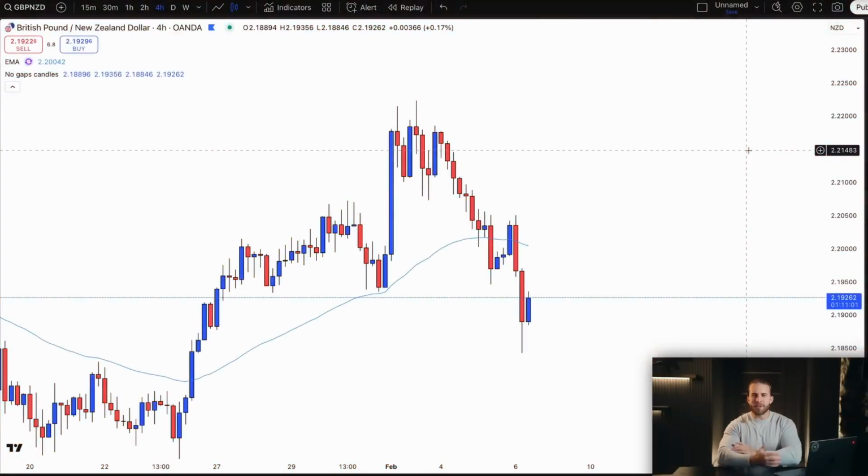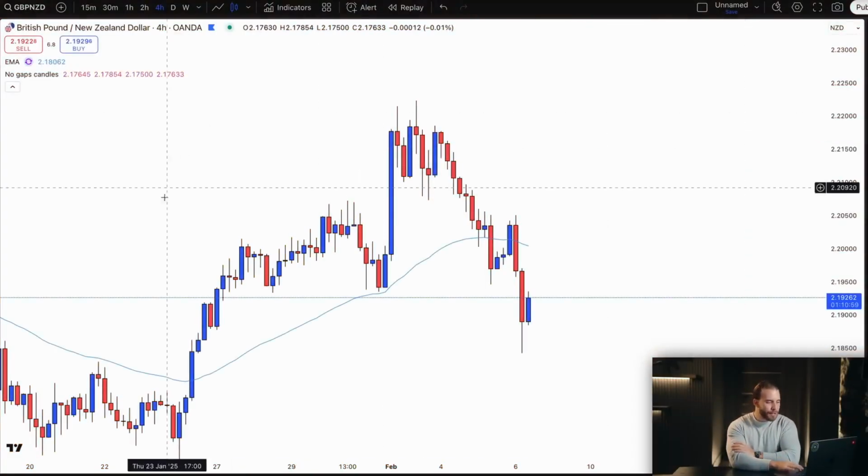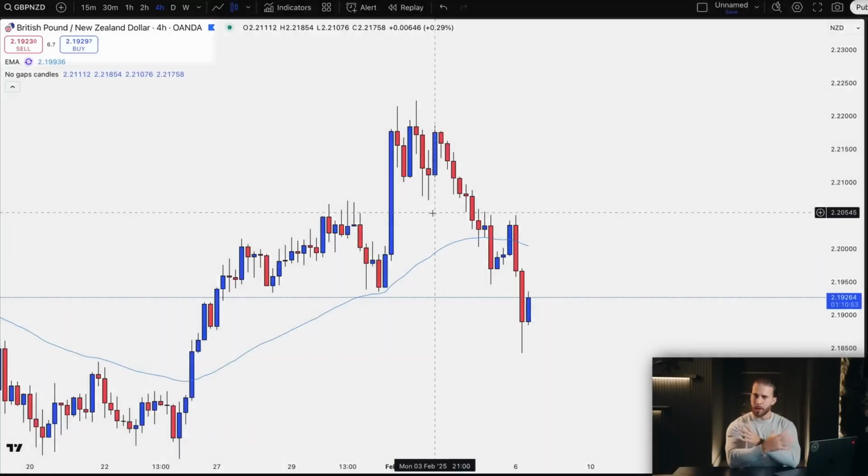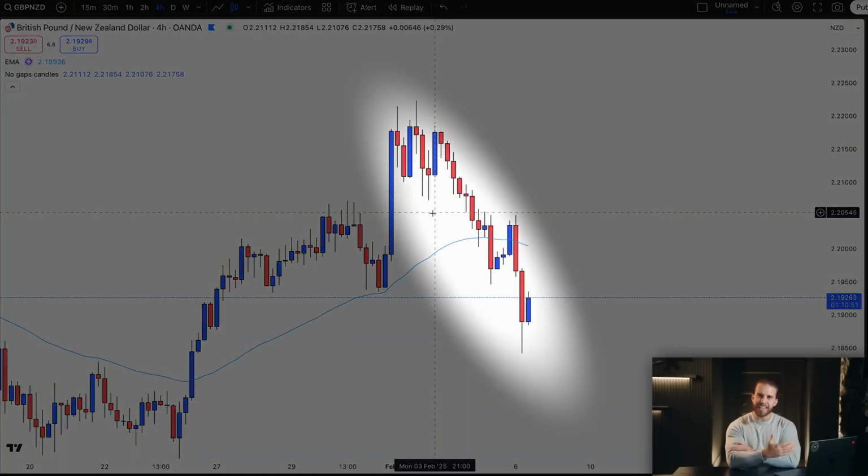Now, we're gonna get started right away. This chart that you have in front of you right now, very clearly you can tell that this is GBP NZD and that we are currently on the 4-hour time frame. And the market structure that you have in front of you is indicating to you that this market is bearish.